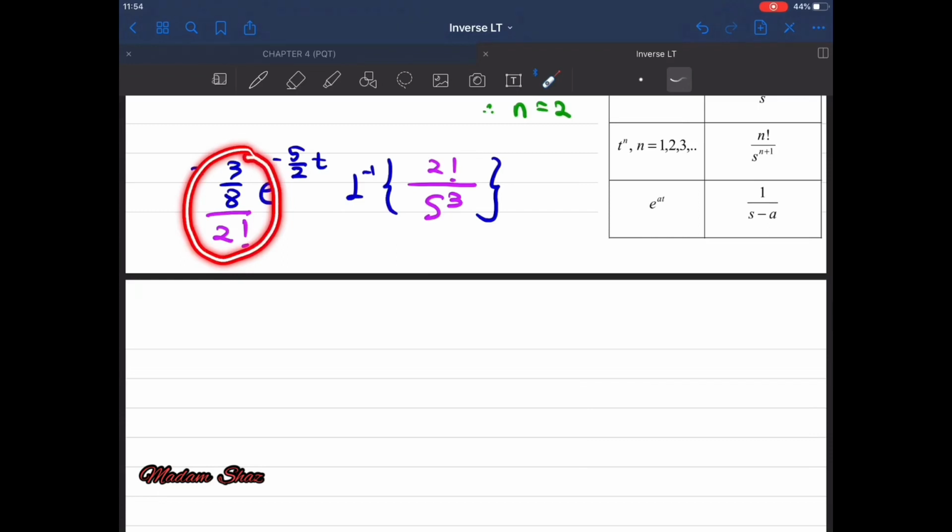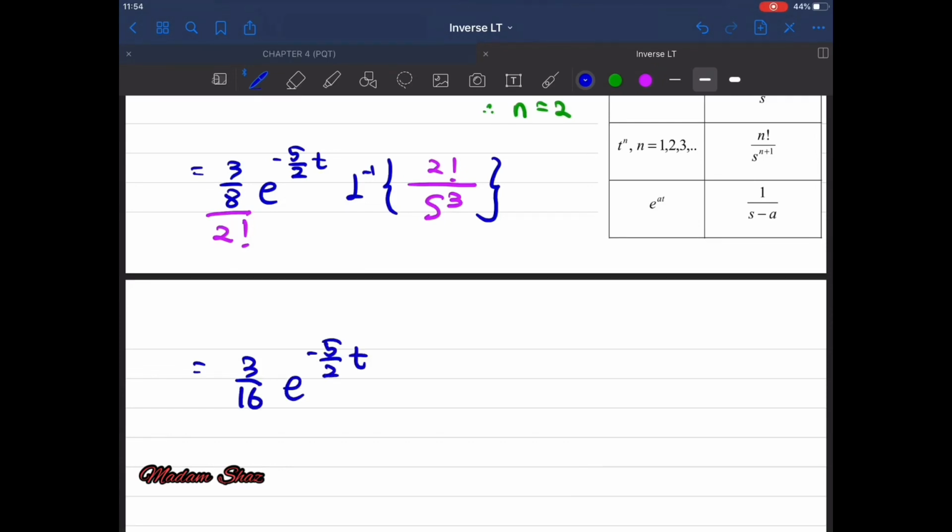So now simplify your answer. 3 over 8 divided by 2 factorial will become 3 over 16, exponent negative 5 over 2 t, Laplace inverse of 2 factorial over s to the power of 3, which will become t to the power of n, whereby our n is equal to 2. So t to the power of 2. So this is our final answer for this example.